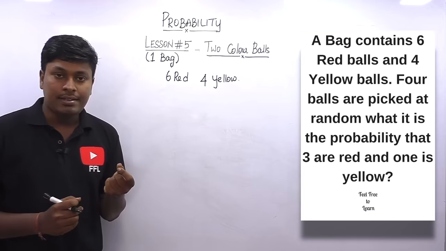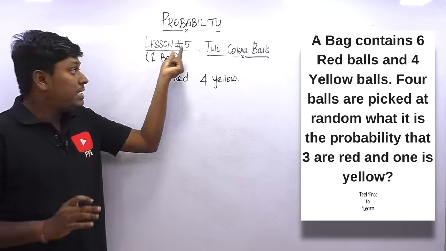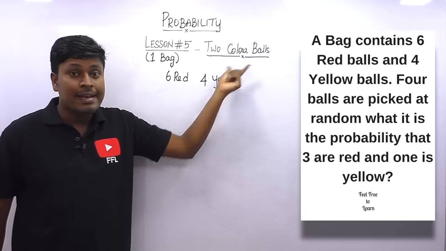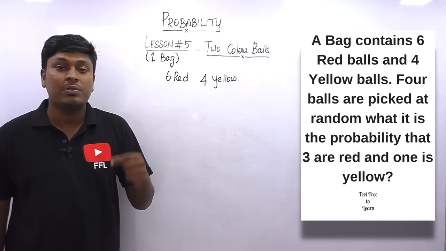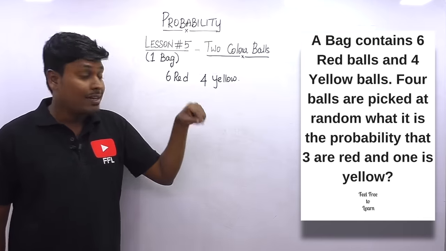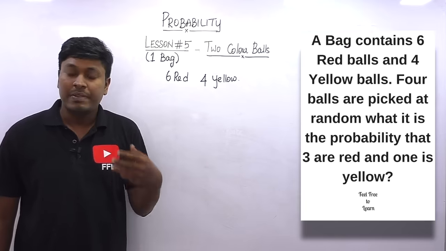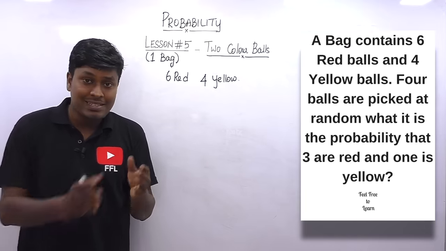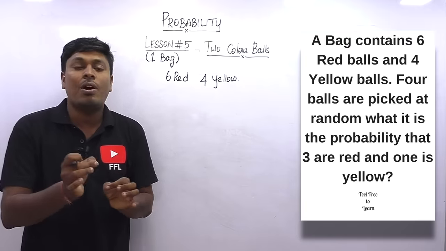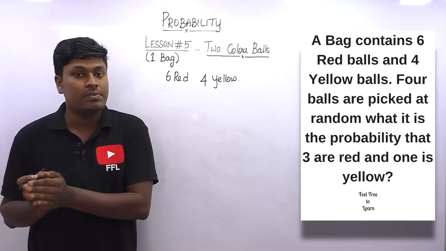Another important thing, listen carefully: lesson number 5 is based on the concept called one bag and 2 different color balls. In lesson number 6, that is the next lesson, we are going to solve questions similarly with one bag but 3 different color balls. Got it? In this lesson, 2 different color balls. In the next lesson, more than 2 color balls. So while solving a question, see the difference between lesson number 5 and lesson number 6. You can see a small difference, right? Only if you know the difference can you solve some of the toughest questions.